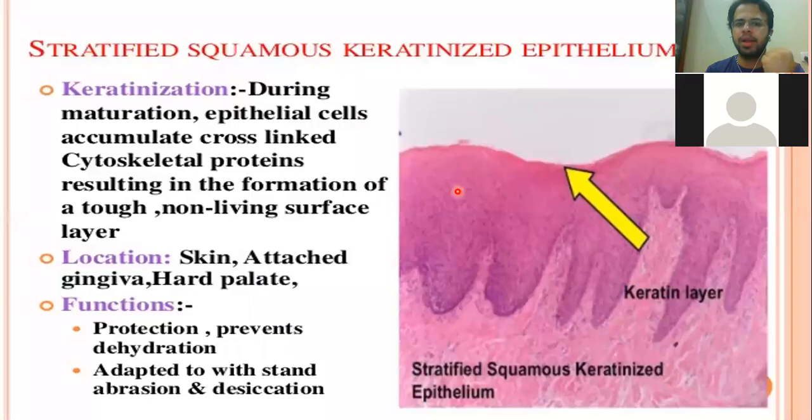Second one, the dead cells are preventing the inner layers of the skin from moisture loss, right? So these are some functions of the keratinization and dead cells, right? I'm not going into the detail, but this is the kind of epithelium in which the top layers are also present, which are made of keratin and dead cells.